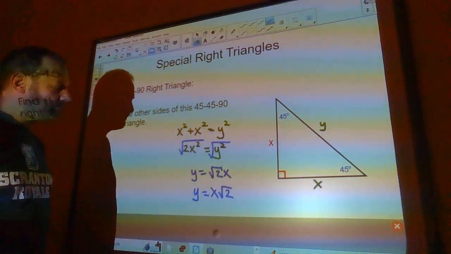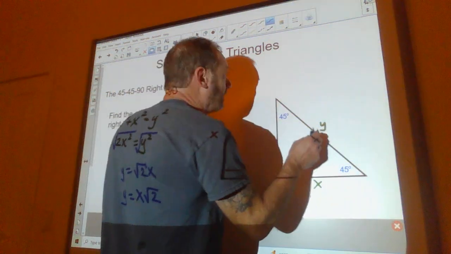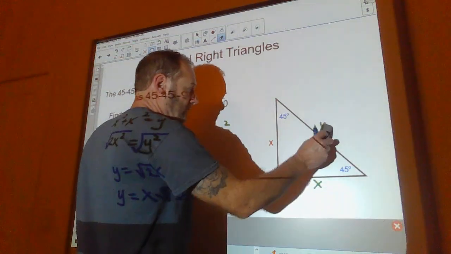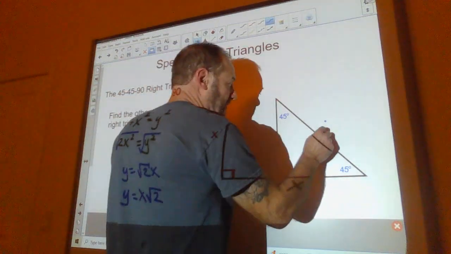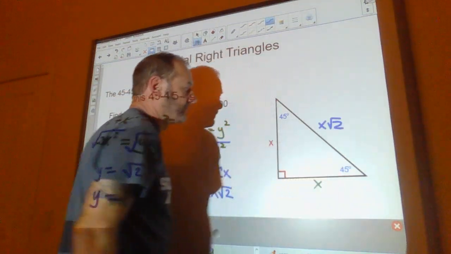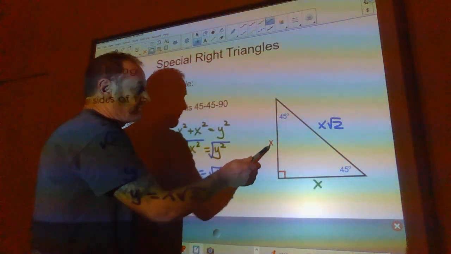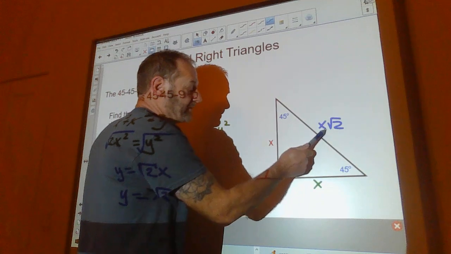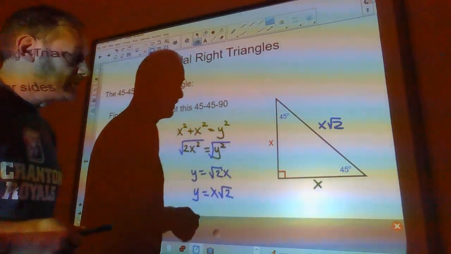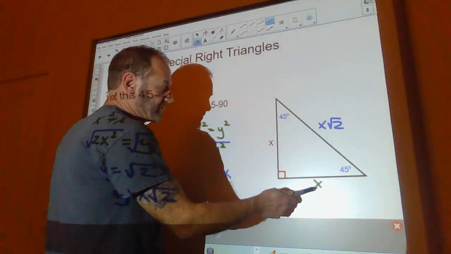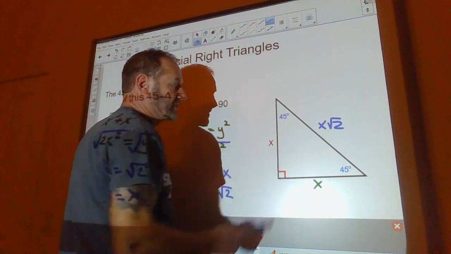Okay? So now I know that this side right here is going to be x square root of 2. So let's say I knew this side was 5. I would know this side is 5, and I would know this side is 5 times the square root of 2. If I knew this side was 7, this would be 7, and this would be 7 square root of 2.